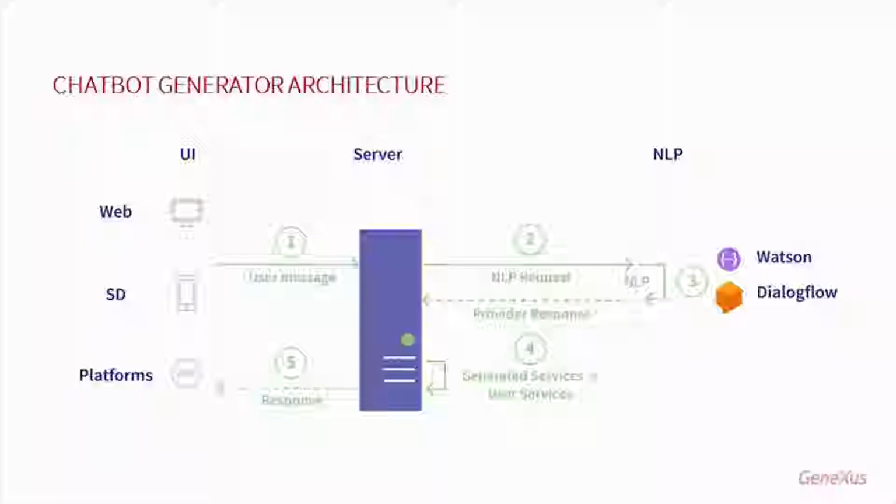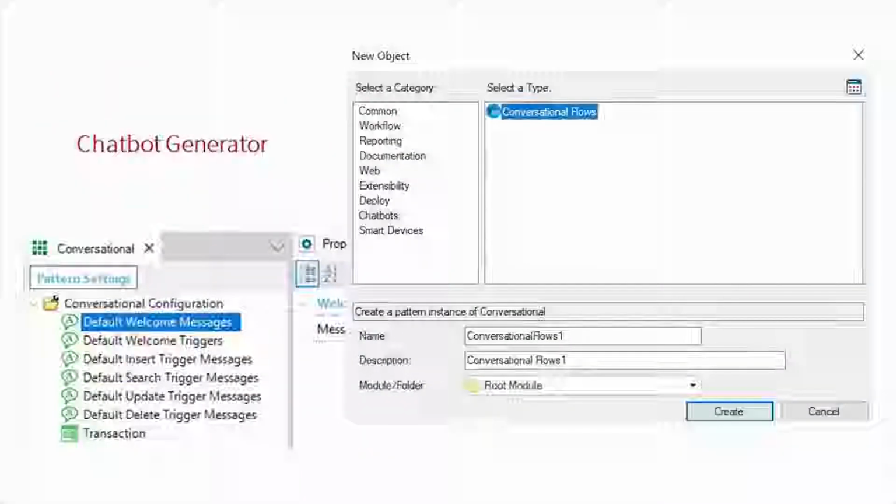The response is decided. It's sent to the server again, which decides what response the user is going to receive, and it's sent. It can be a text or a graphic response, like a web panel or other kind of panel.